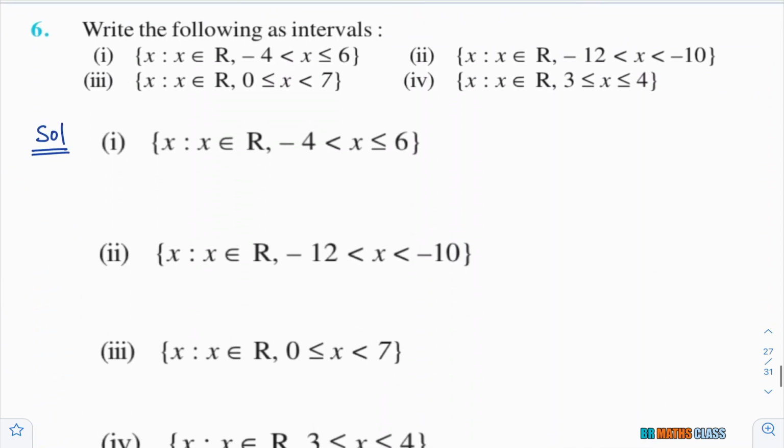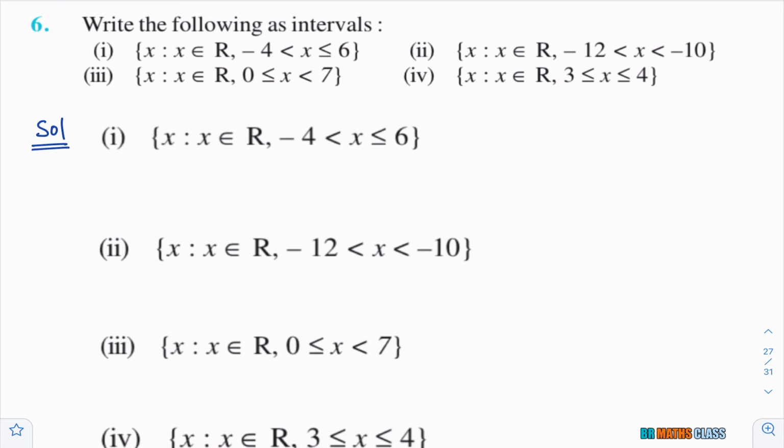Now, we will move to the sixth question. Intervals. We discussed intervals now. Please go back and check what we learned in that intervals. Okay. Here, write the following as intervals. You can see the interval is given in set builder form. We need to write it in interval form.